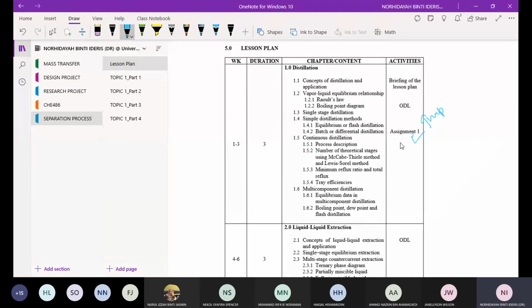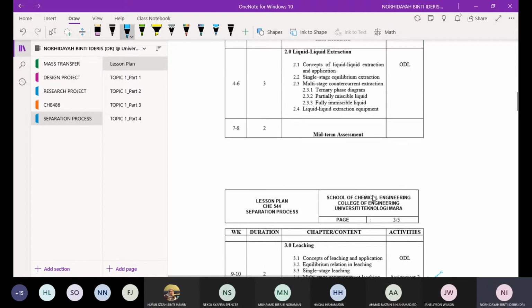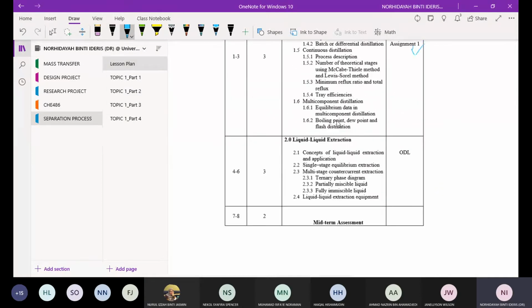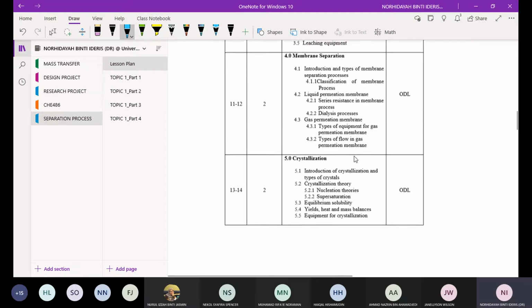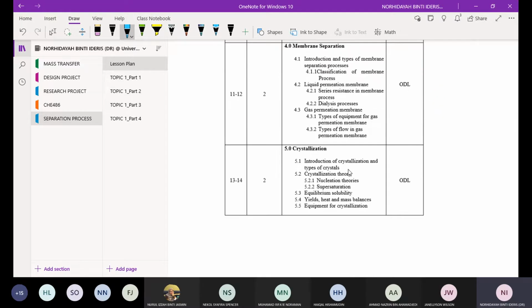As you can see here, the assignment was very specific to the distillation column, because the design and understanding of the distillation column is really important as a chemical engineer. And your MTA will cover these two topics. Then we have the leaching, and another 2 weeks for membrane separation. We need to learn about the introduction and types of membrane, the classification of membrane, and then the last one is crystallization.